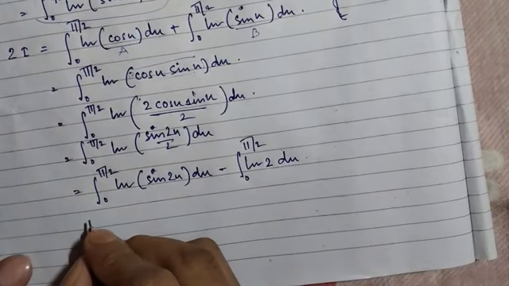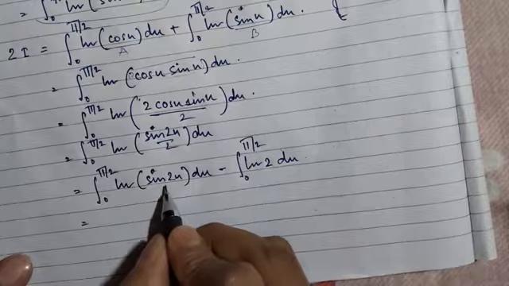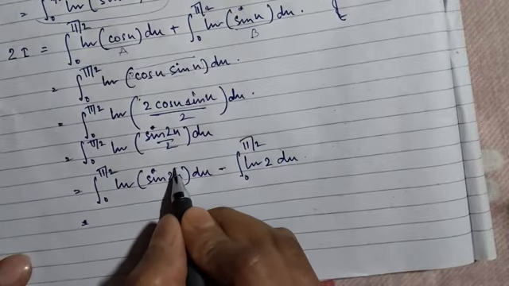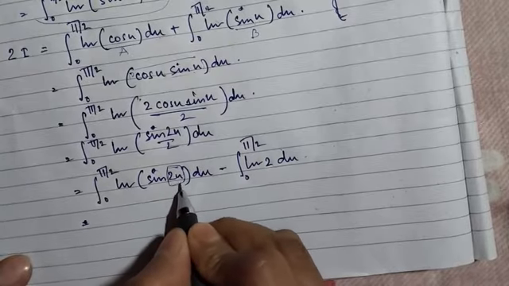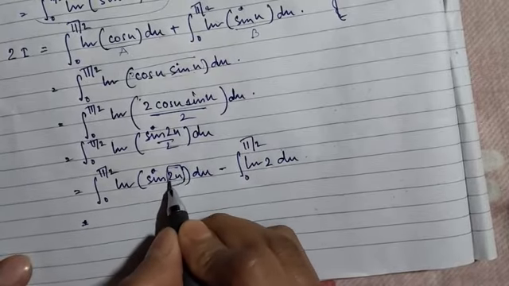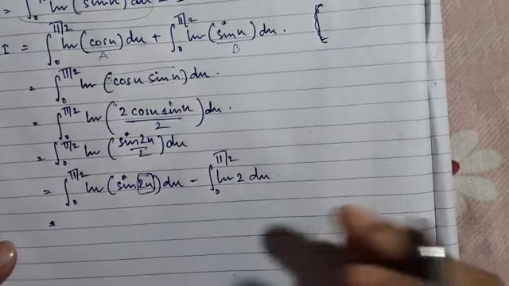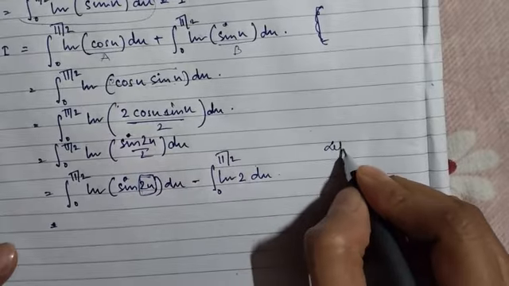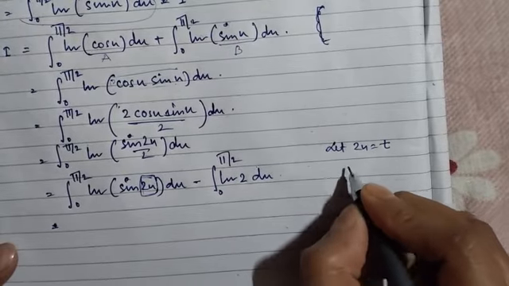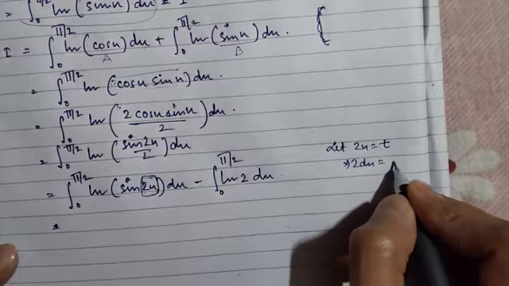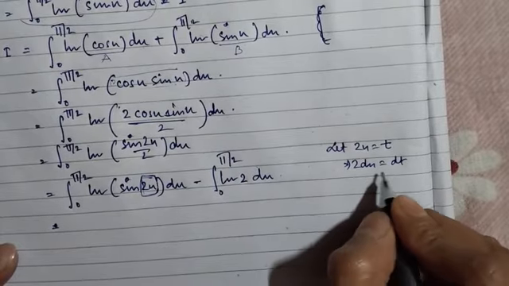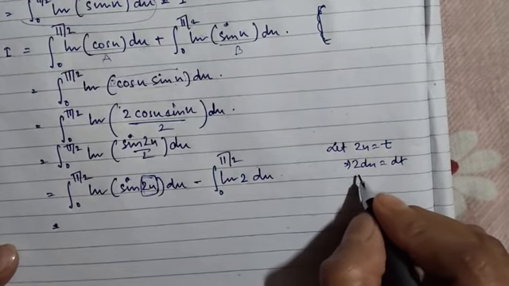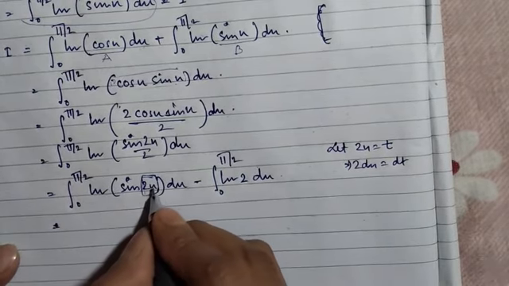Now, since we have ln sin 2u du, we can substitute 2u with some value. Let's eradicate this 2u term. Let 2u equal t, so we can write 2 du equals dt by differentiating both sides. Now sin 2u becomes sin t.